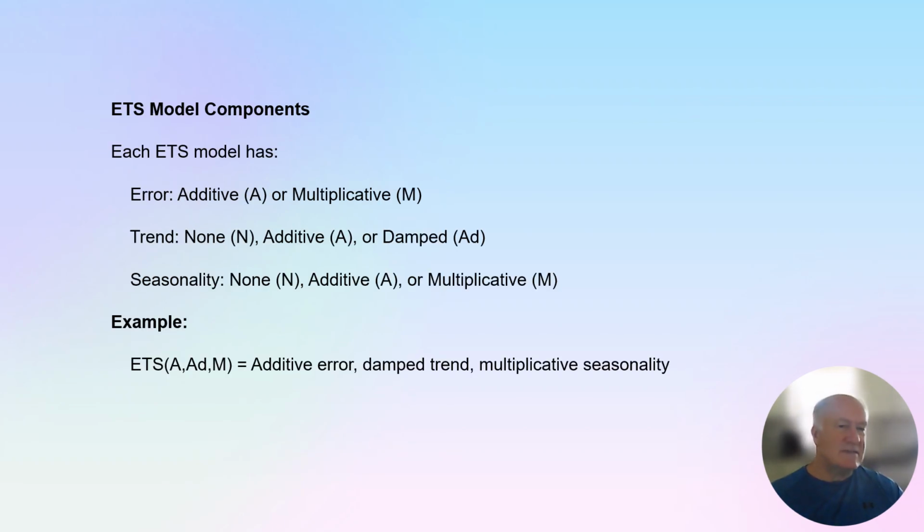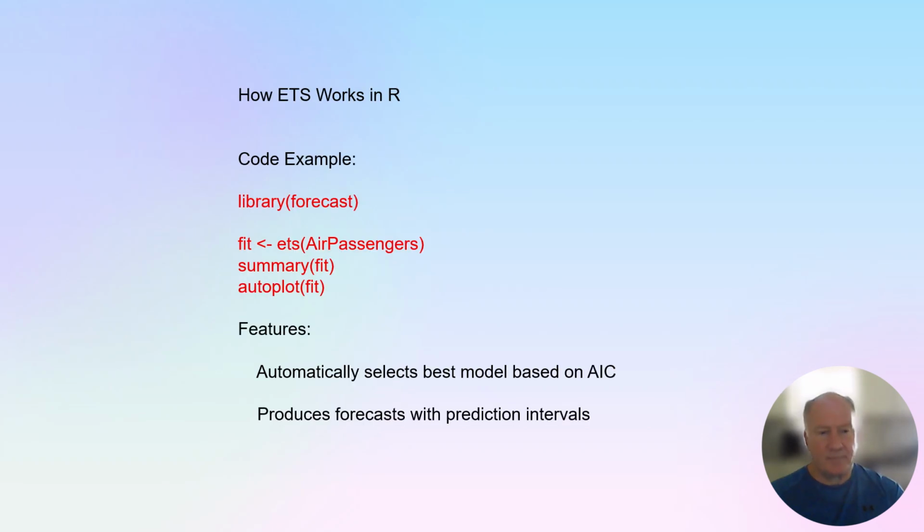So if we look at the ETS model components, each ETS model has an error that is additive or multiplicative, and for the trend we have none, additive, or damped, and for seasonality we have none, additive, or multiplicative. So for example, if we said ETS(A, Ad, M), this is additive error, damped trend, and multiplicative seasonality.